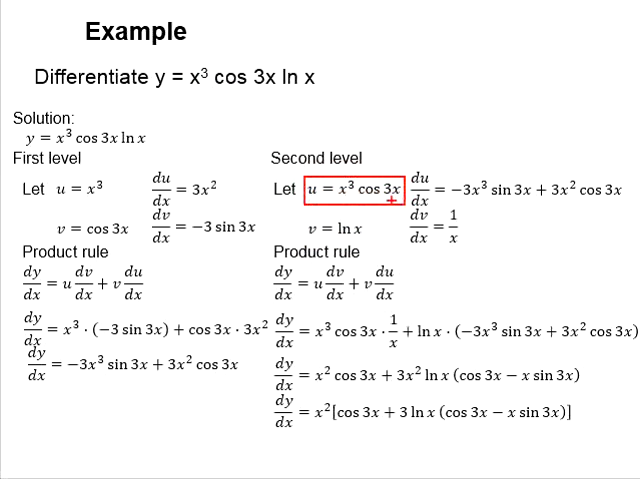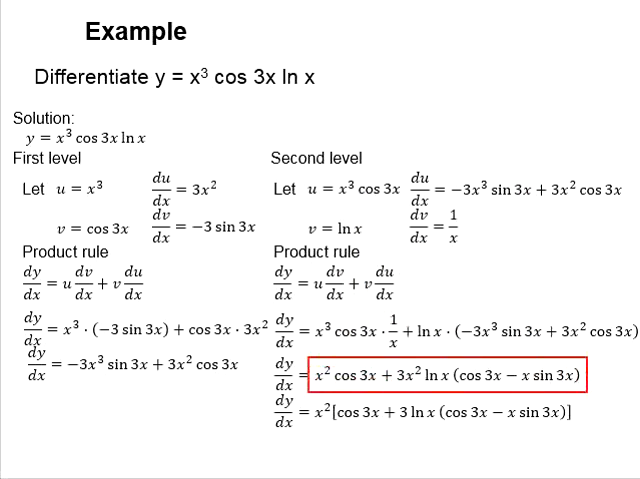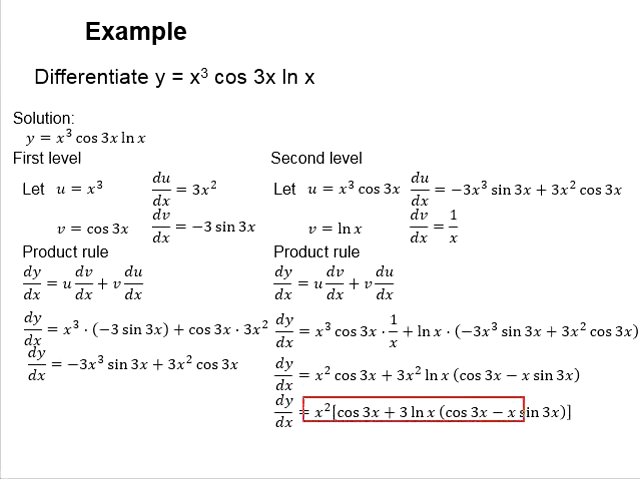Differentiation of this u will give you this, which is the one that you have generated just now. And differentiating log x gives you 1 per x. Use the product rule, u dv/dx plus v du/dx. Reorganize the equation, and you will get this.